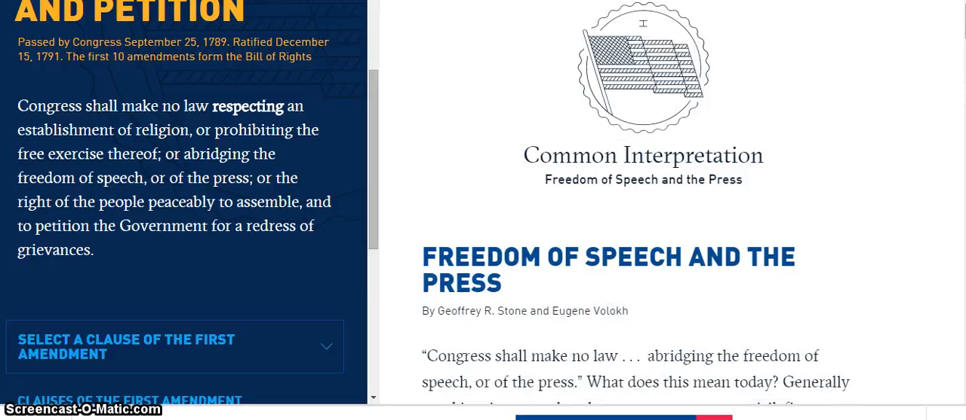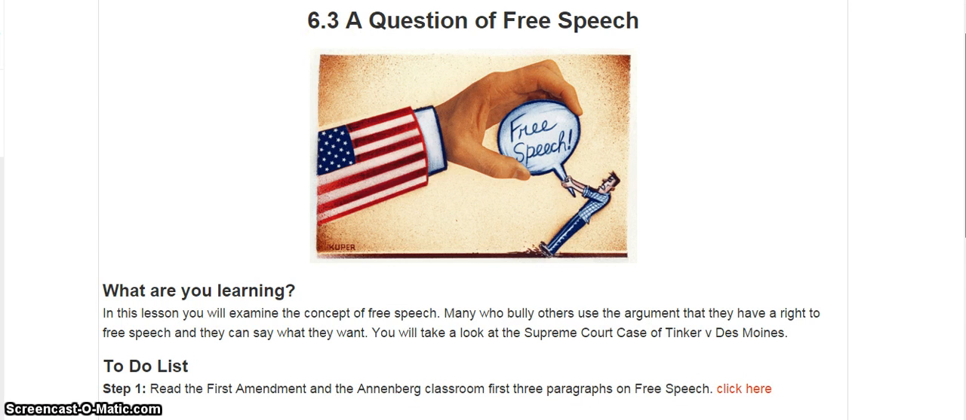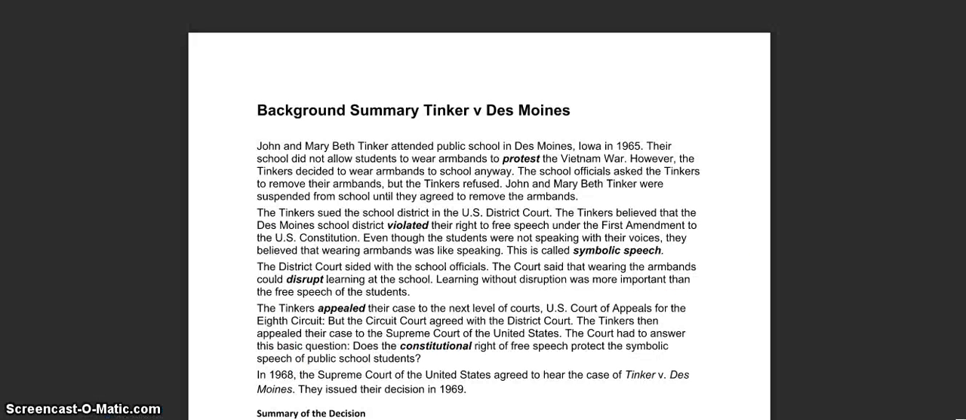So we took a look at the first 4 paragraphs here. We're going to also, if you examine our lesson and go to step 2, take a look at Tinker versus Des Moines. Background summary. John and Mary Beth Tinker attended public school in Des Moines, Iowa in 1965. Their school did not allow students to wear armbands to protest the Vietnam War. However, the Tinkers decided to wear their armbands to school anyway. School officials asked the Tinkers to remove their armbands, but the Tinkers refused. John and Mary Beth Tinker were suspended from school until they agreed to remove the armbands. The Tinkers sued the school district in the United States District Court.